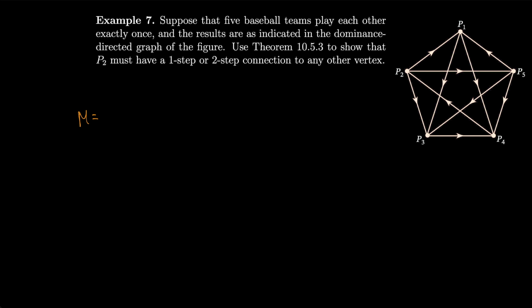So the first row is 0, 0, 1, 1, 0. Then P2 goes to P1, so 1, 0, 1, 0, 1. Then P3 only goes to P4, and P4 only goes to P2, and P5 goes to P1, to P3, and to P4.